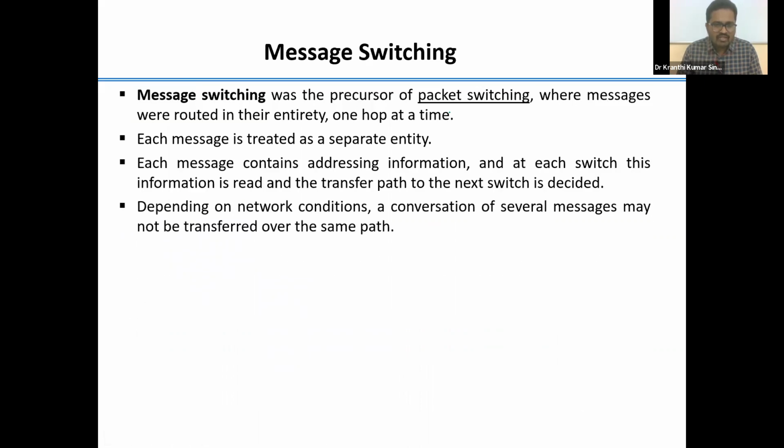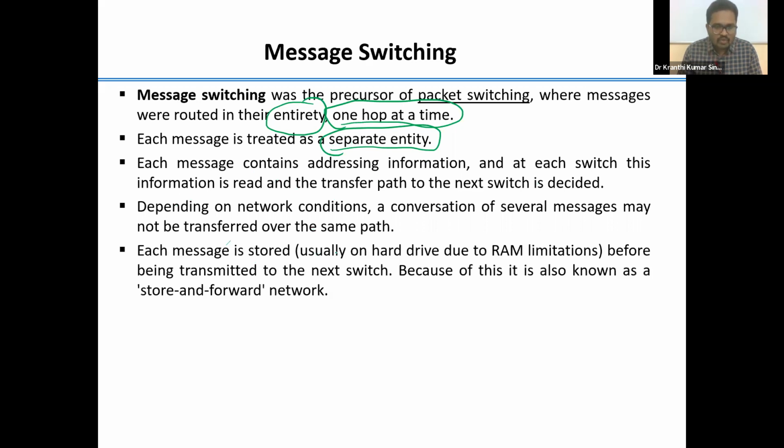Message switching was the precursor of packet switching, where messages were routed in their entirety at a time, one hop at a time. No need of dividing messages into individual chunks. Each message is treated as a separate entity, a single unit. Each message contains addressing information, and at each switch, this information is read and the transfer path to the next switch is decided. Depending on network conditions, a conversation of several messages may not be transferred over the same path. Of course, each message is usually stored on the hard drive due to RAM limitations.